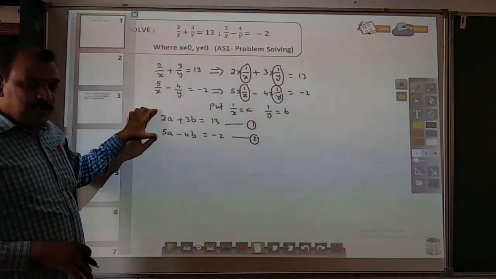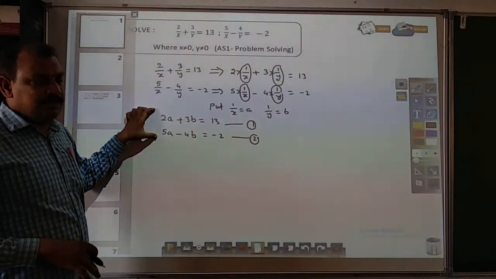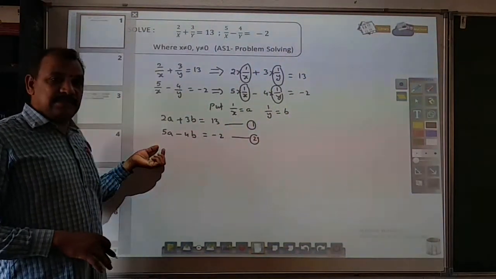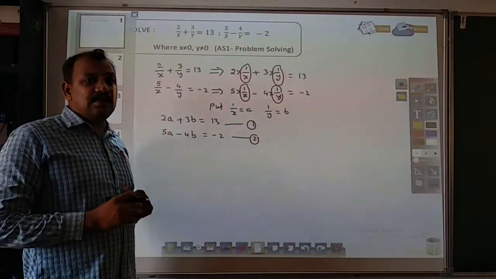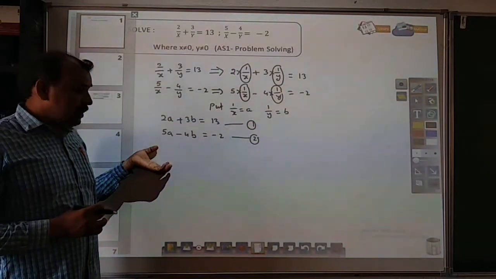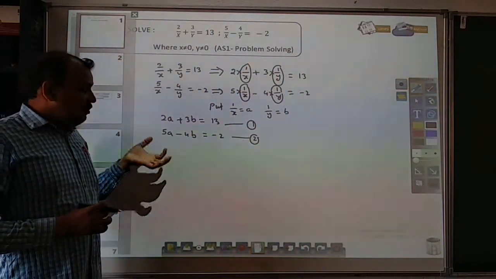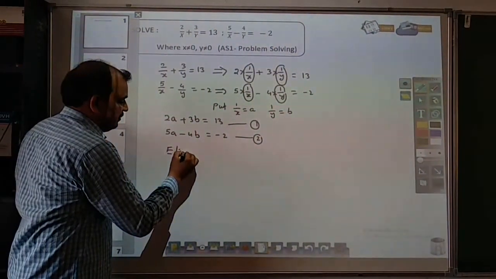To solve these two equations, we have to apply algebraic methods. There are three methods. First one, substitution method. Second one, elimination method. Third one, cross multiplication method. You can apply any one of the methods, but I am applying the elimination method here.